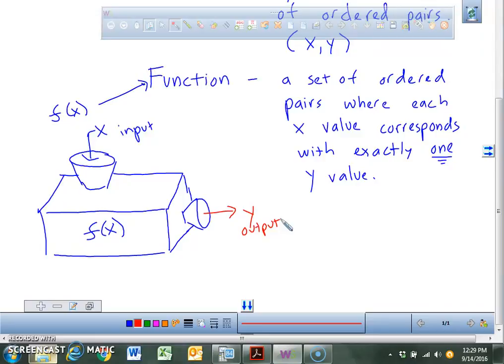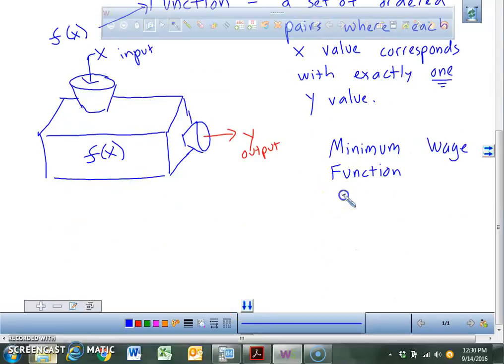So we're going to make a function that some of you are very, very familiar with, being that you're a high school student. We're going to call this the minimum wage function. Now this is a function, minimum wage. It's a very, very sad function, but it's a function nonetheless. If I say, what's the minimum wage function? I'm going to say f of x equals 7.25x. We'll say for the state of Texas.